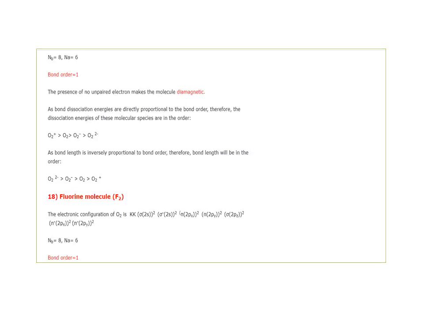Now start with the important factor that dissociation energies are in the order O2 plus greater than O2 greater than O2 minus, then O2 minus 2. As bond length is inversely proportional to bond order, therefore the bond length order will be reversed. See it carefully. So it is a very important question of the back exercise also. It carries a 5 mark question, and that question is: compare the relative stability and magnetic behavior of O2, O2 plus, O2 minus, O2 minus 2, and it's very important.